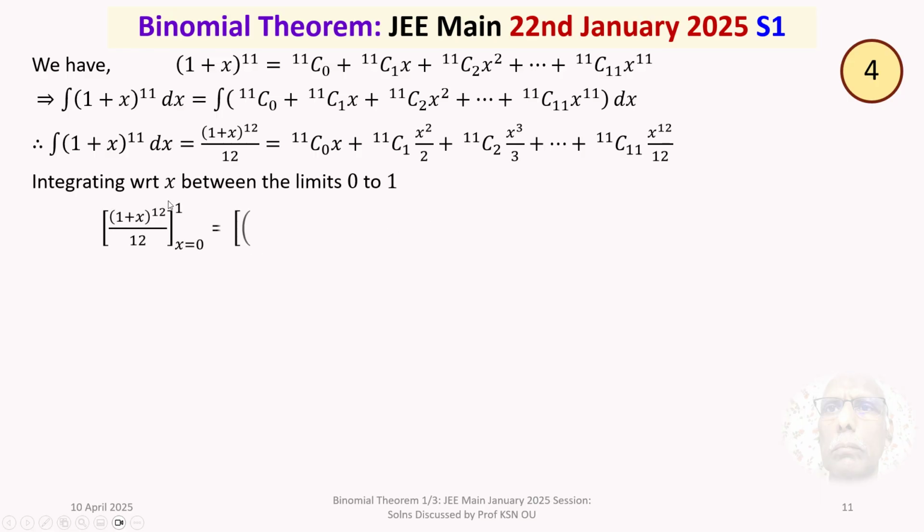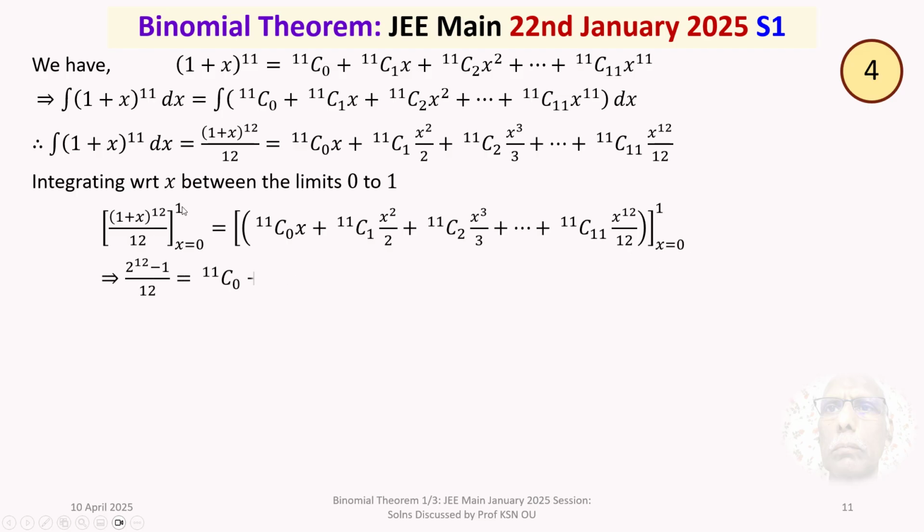So, (1 plus x) to the power of 12 by 12, x is equal to 0 to 1, and all that from x is equal to 0 to 1. Now, for the upper limit 2 to the power of 12, for the lower limit it is 1 by 12 into, for the upper limits 11 c0 plus 11 c1 into 1 by 2 plus 11 c2 into 1 by 3 plus etc. 11 c11 into 1 by 12. Call this as the equation 1.